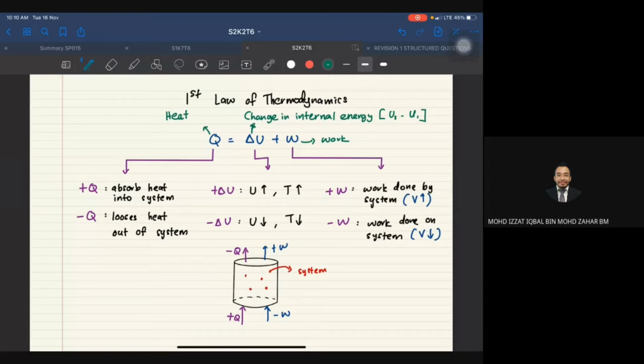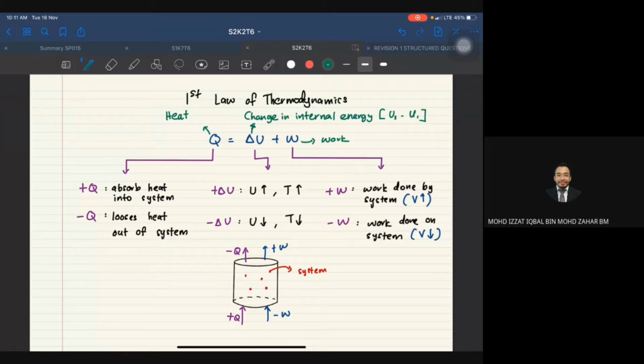Okay, Q tu unit dia apa? You guys remember tak? Joule. Okay, good, very good. Delta U? Internal energy, unit dia apa? Apa dia? Nadira cakap apa? Tak dengar, sorry. Unit dia K ke? Unit dia adalah Joule juga untuk delta U.